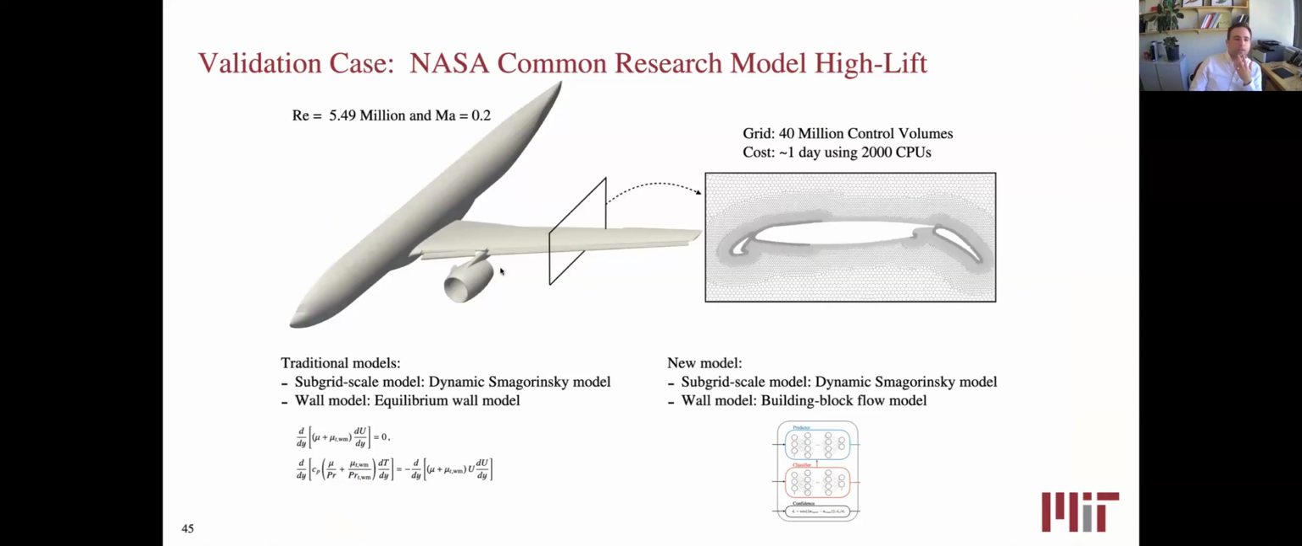The number of points that we have is like 40 million points. Again, we are choosing this because it will take 1 day using 2,000 CPUs. And this is a Reynolds number of 5 million, and it's low Mach number, meaning the compressibility is not important. So now we are going to simulate this case using large scale simulation.